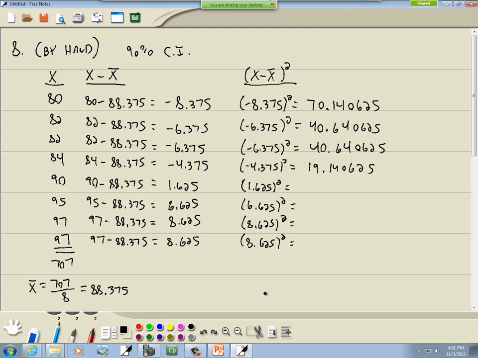1.625 squared. 2.640625. 6.625 squared. 43.890625. I would use a shortcut formula for doing this if I was going to do a lot of these by hand. I don't plan to do a lot of them by hand, so I'm just using our basic one here. 74.390625 and 74.390625.